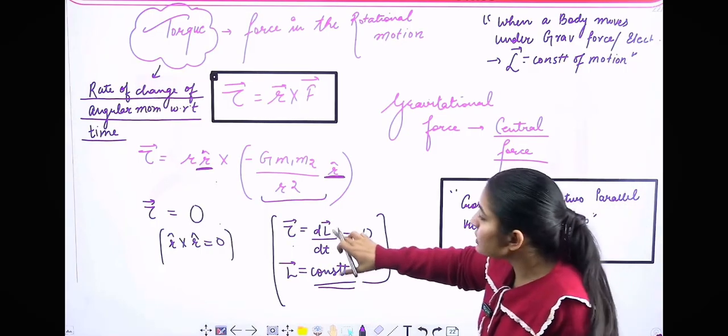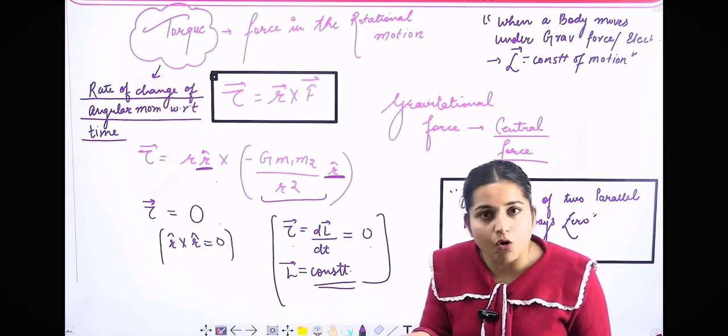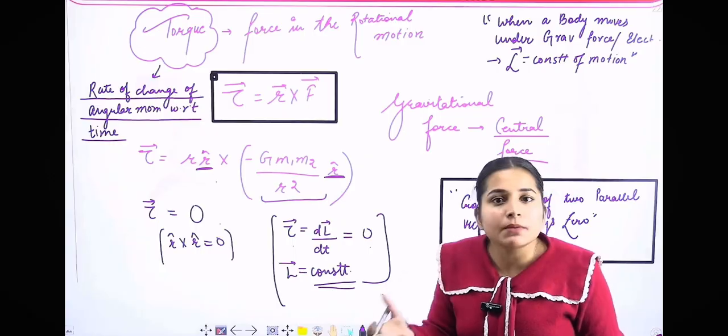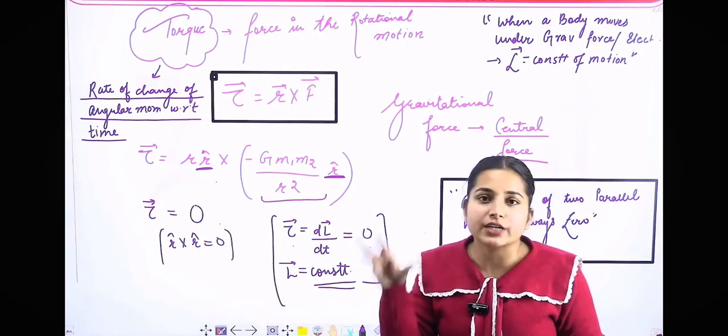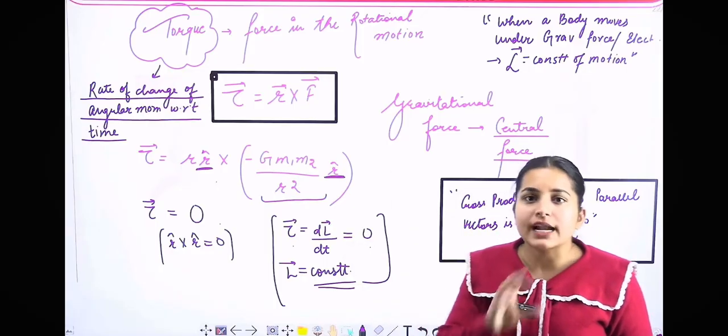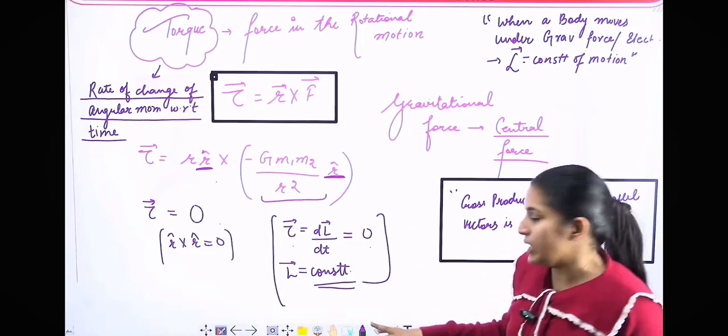So that means any quantity whose derivative is 0 is nothing but a constant quantity. So that is the proof that when the body moves under the action of central force, angular momentum is constant for that body.